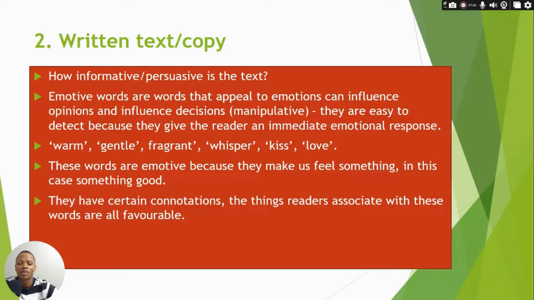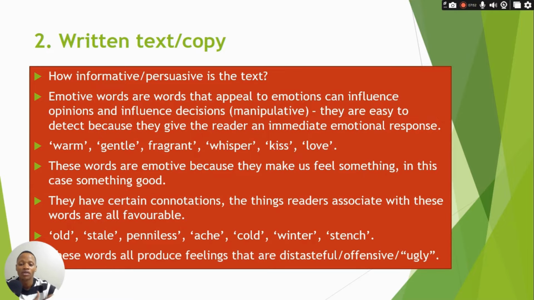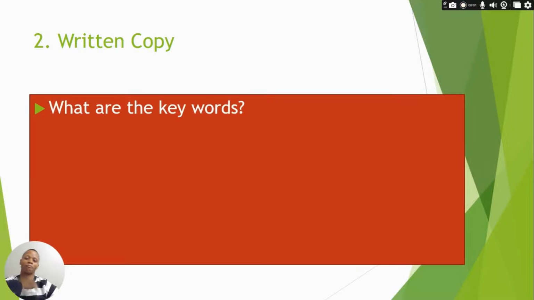Now, they have certain connotations, like things that readers associate with these words, which are all favorable. For example, these are negative ones like old, stale, penniless, ache, cold, winter, stench. Now, these words all produce feelings that are distasteful and offensive, or basically ugly.